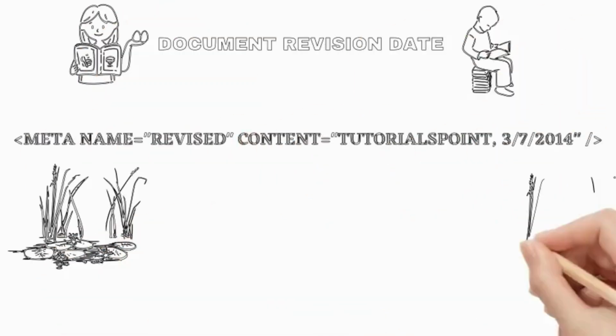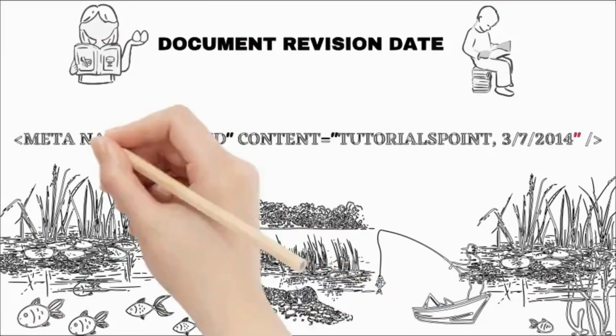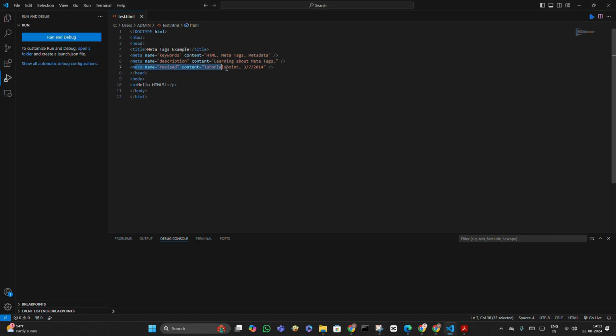You can also use the meta tag to provide information about the last time the document was updated. This information can be used by web browsers to refresh your web page. Keeping track of revisions helps maintain up-to-date and accurate content.